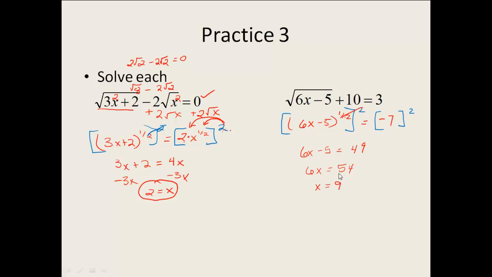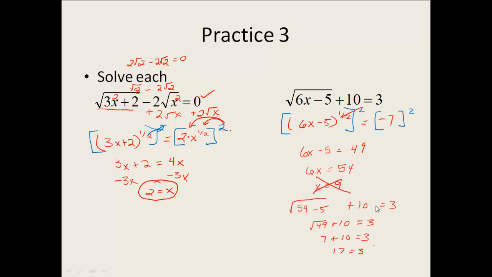Now you get x equals 9, but when you plug that back in, it doesn't work out so well. Because you end up with the square root of 54 minus 5, plus 10, is equal to 3. Well, 54 minus 5 is 49, so we have the square root of 49 plus 10 is equal to 3. The square root of 49 is 7, because remember the radical was given to us in the problem, so we can't do the positive negative thing here. 7 plus 10 equals 3. I end up with 17 equals 3. That is not true. So 9 does not work for us.